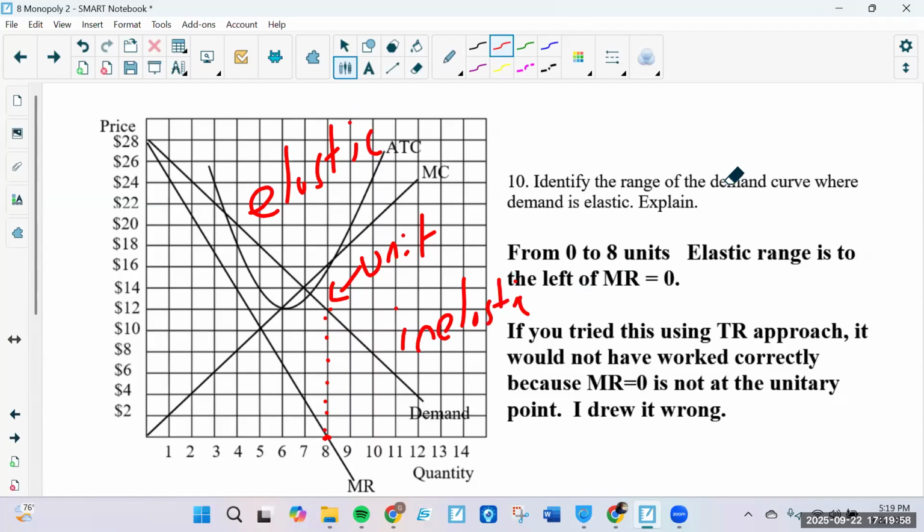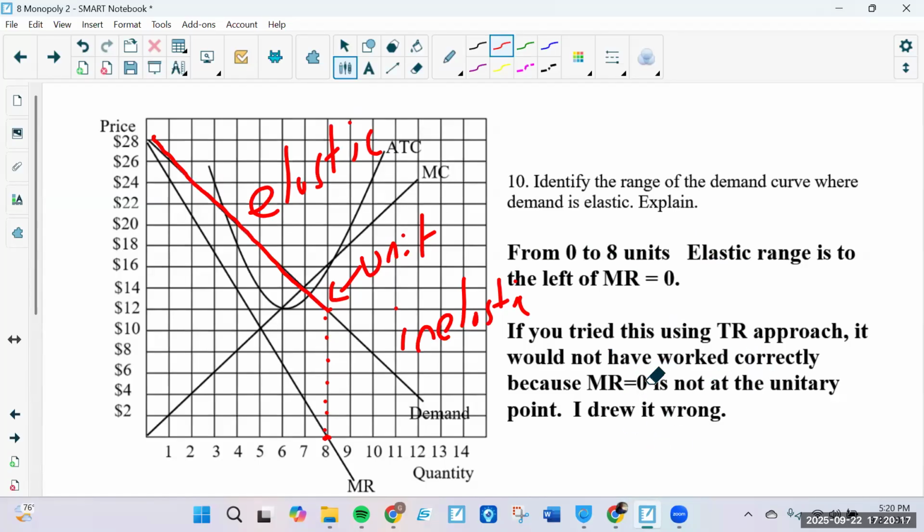Okay. So what you would say here is the answer is, oh, they just said identify it. So from a quantity of 0 to 8 units, you identify it based on quantity. So from a quantity of 0 to 8 units, right there, the demand curve is elastic. Okay.